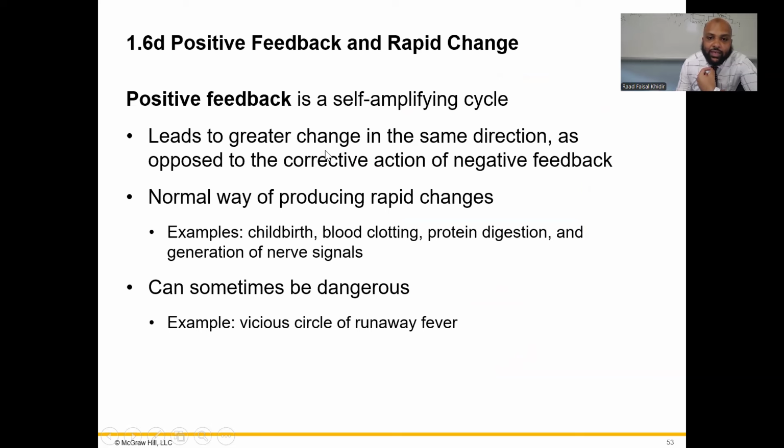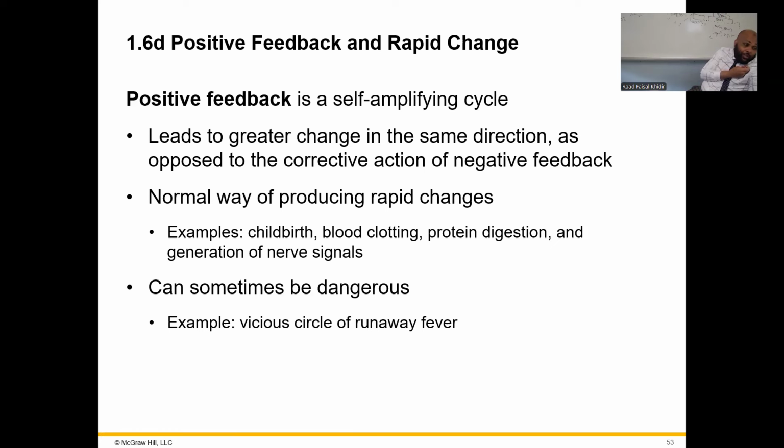Positive feedback is a self-amplifying cycle. So we talked about that. It leads to a greater change in the same direction, as opposed to the corrective action of negative feedback. It's the normal way of producing rapid changes. Examples would be childbirth, and also, I haven't talked to you about this, blood clotting. Whenever you are injured and blood is leaking, the platelets aggregate. If one platelet aggregates, other platelets aggregate as well, and that forms something like a band-aid to stop the loss of blood.